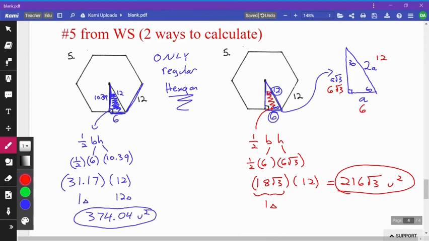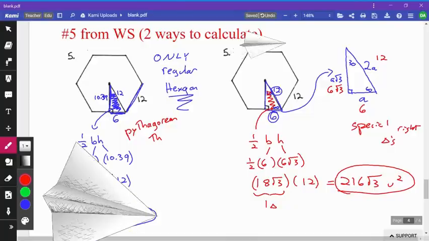So there you have it. We have one way by Pythagorean theorem, and then we had another way by special right triangles. Either way will work out, just as long as you can figure out one of them and go with that.